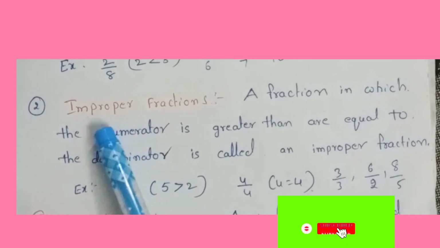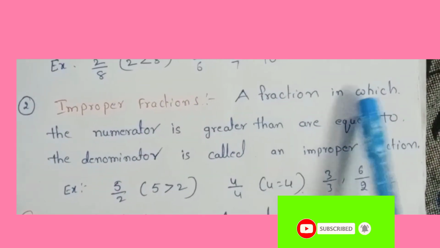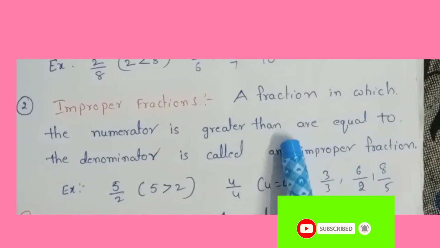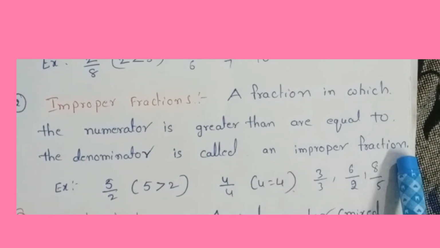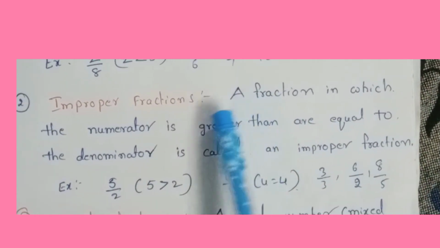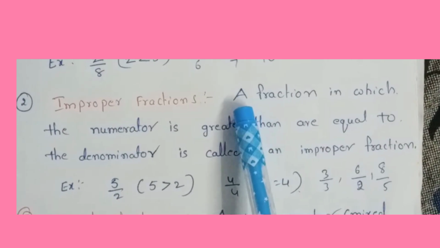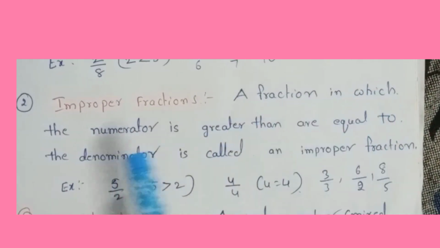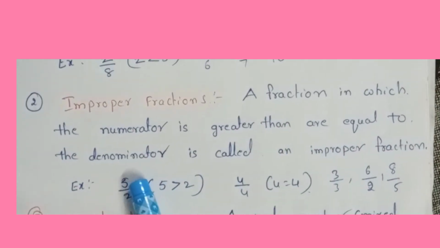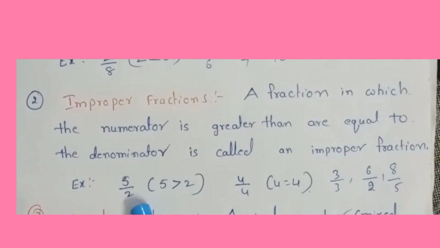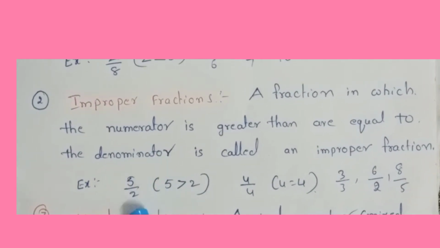Next one is improper fraction. A fraction in which the numerator is greater than or equal to the denominator is called an improper fraction. What is the meaning of improper fraction? A fraction in which the numerator is greater than the denominator. Here 5 is bigger, 2 is smaller.